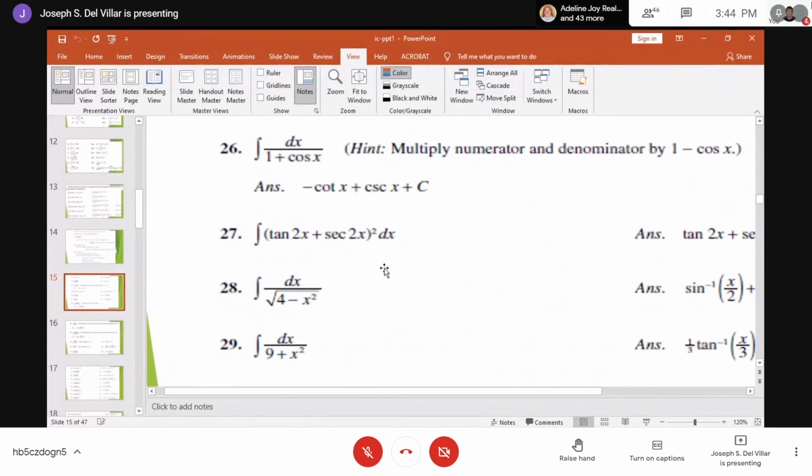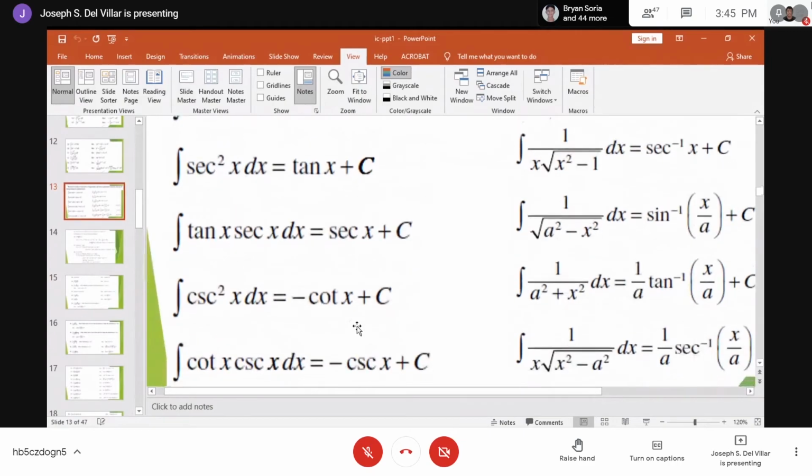So meron baga tayong cosine x over sine squared. So sabi mo kanina, cosine over sine is cotangent, di ba? And then yung 1 over sine na natira is cosecant, di ba? So that is minus the integral of cotangent x cosecant x dx. Okay? So that is actually equal to this.